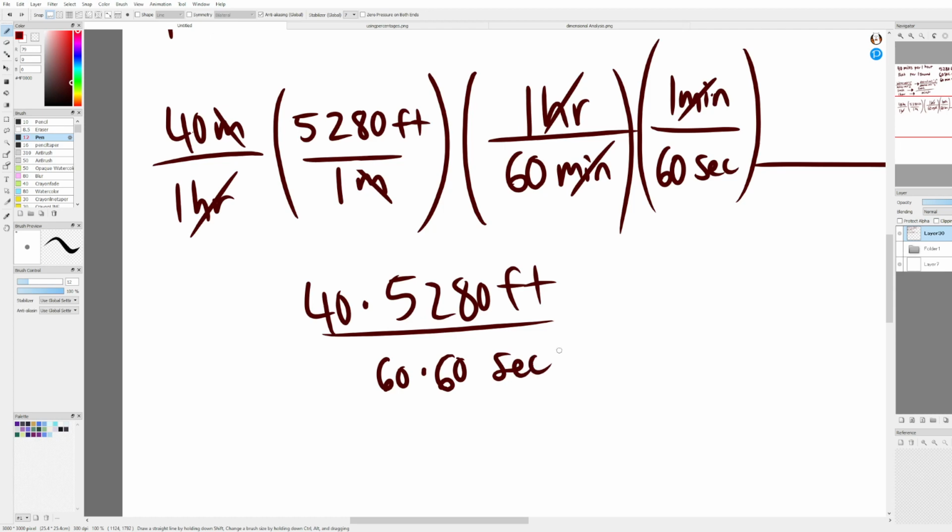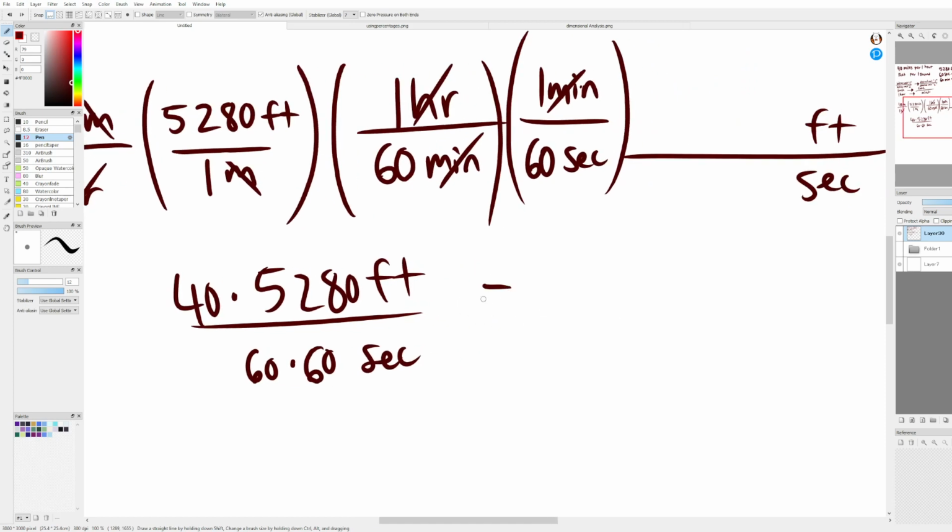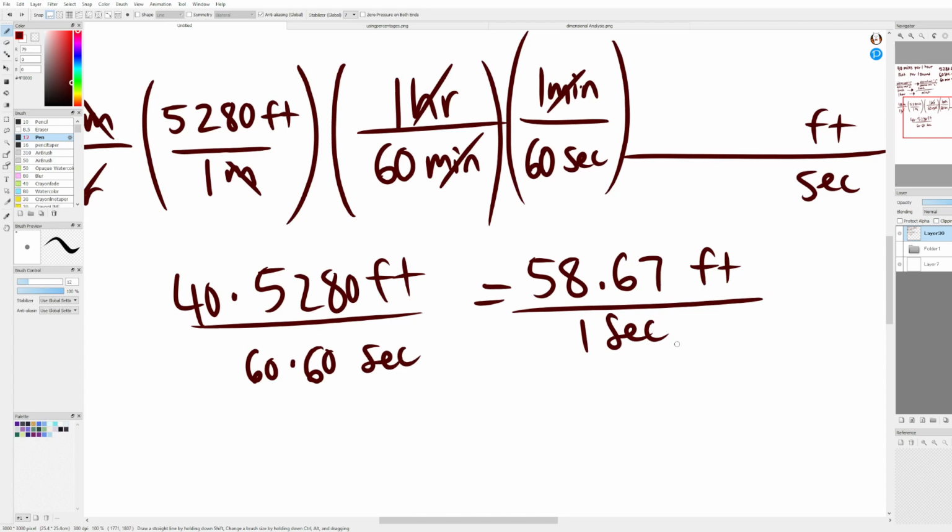seconds, which should give you, let me pull that up on the calculator. So 40 times 5,280 divided by 60 times 60 is 58.66 repeating. So 58.67 feet per 1 second. Hopefully that makes sense. That's method 1.